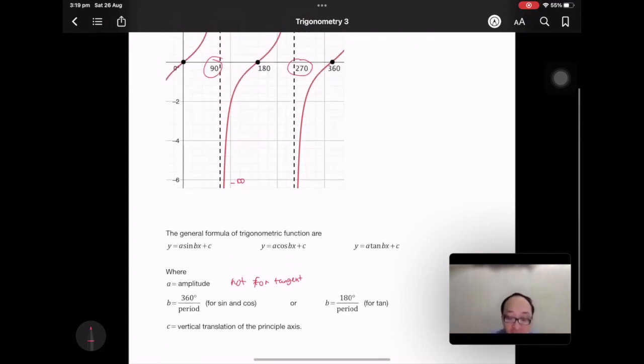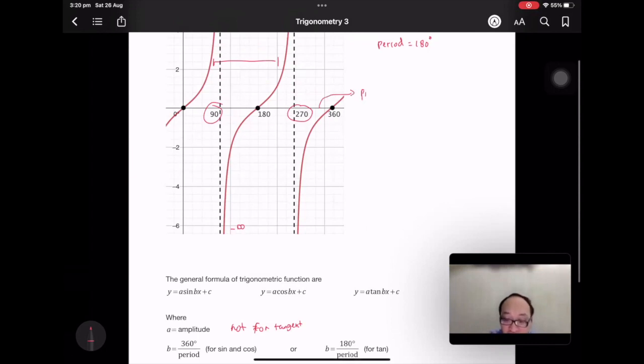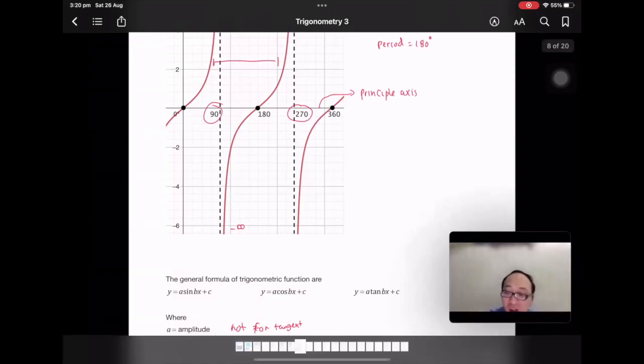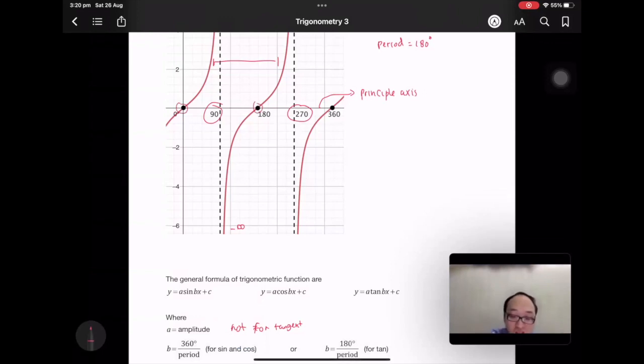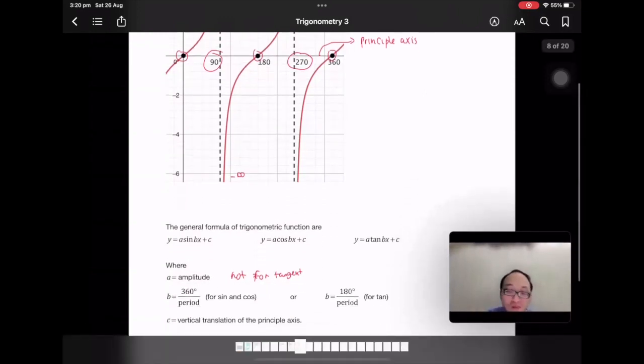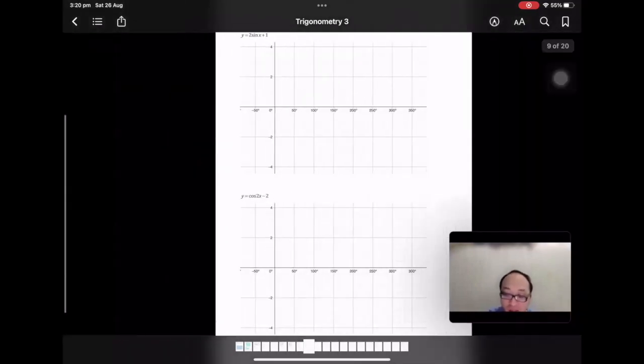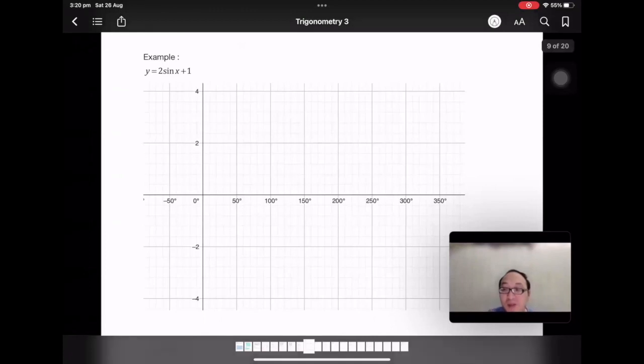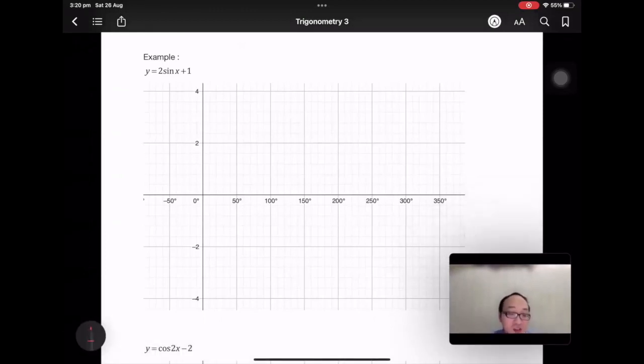What is the principal axis? The principal axis is this, where the value is 0. So we can see the example. y equals 2 sine x plus 1. So we know that sine has maximum 1, minimum negative 1. And this is multiplied by 2. So 2 will be the amplitude.